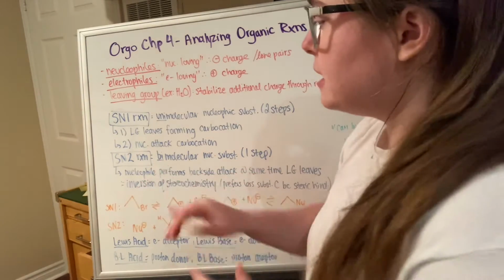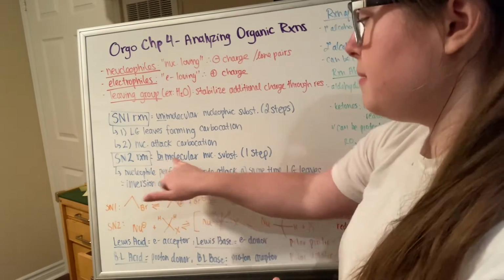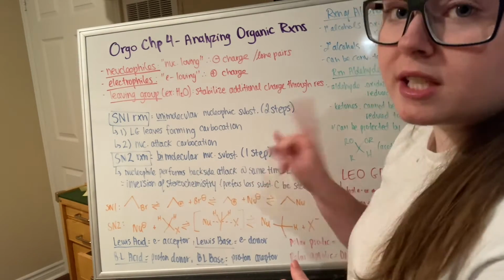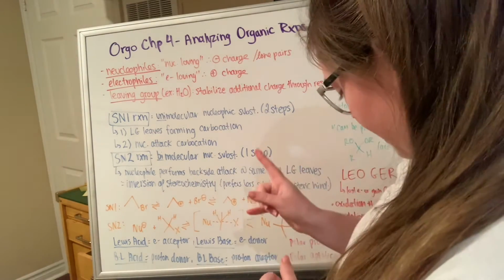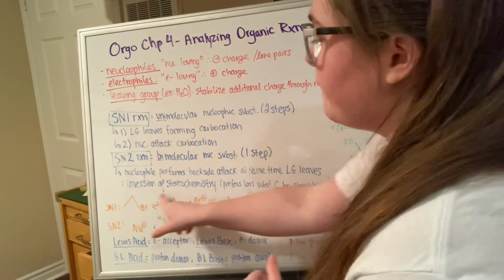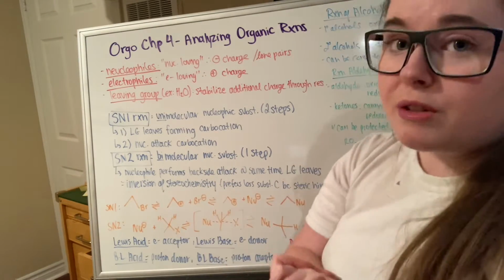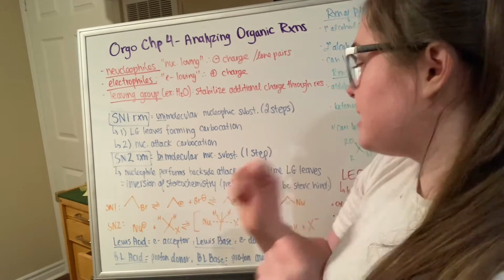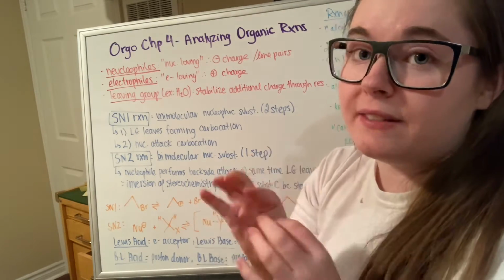But we also have an SN2 reaction, which is bimolecular nucleophilic substitution, and it occurs in 1 step. So what happens is there's an inversion in stereochemistry when this happens, because the nucleophile performs a back-sided attack at the same time that the leaving group leaves.